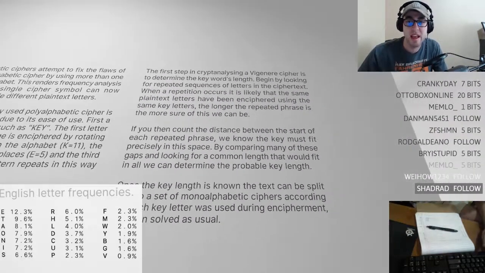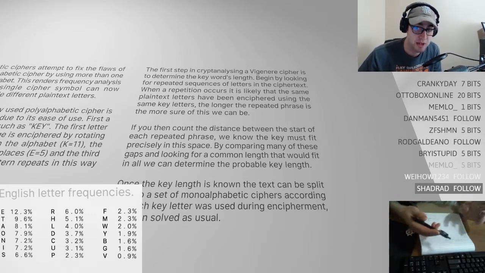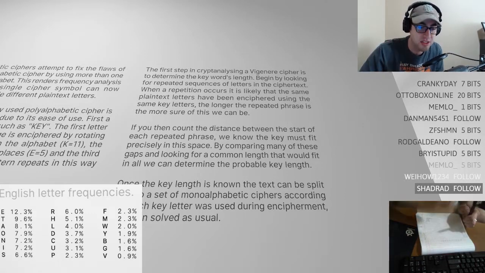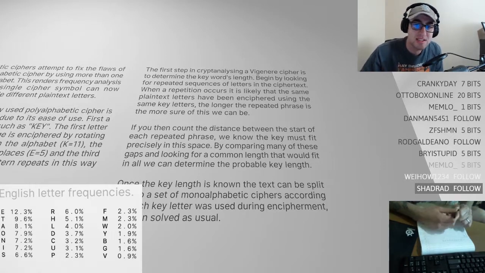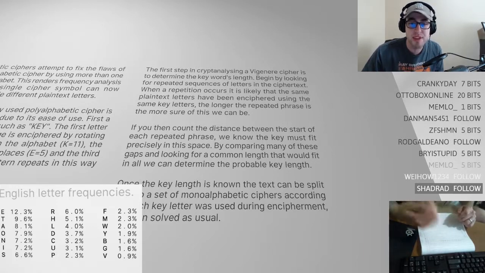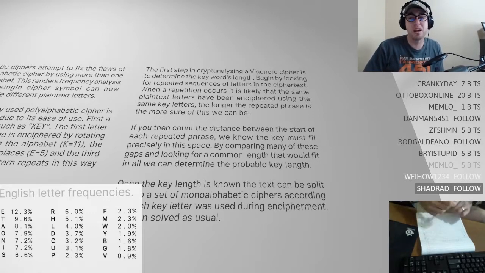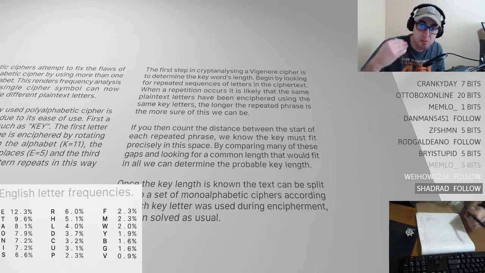The first step in cryptanalyzing a Vigenère cipher is to determine the keyword's length. Begin by looking for repeated sequences of letters in the cipher text. When a repetition occurs, it is likely that the same plain text letters have been enciphered using the same key letters. The longer the repeated phrase is, the more sure of this we can be. If you then count the distance between the start of each repeated phrase, we know the key must fit precisely in this space. By comparing many of these gaps and looking for a common length that would fit in all, we can determine the probable key length.